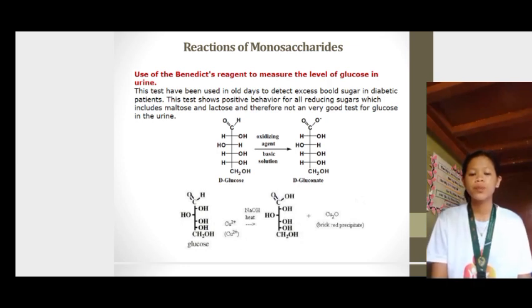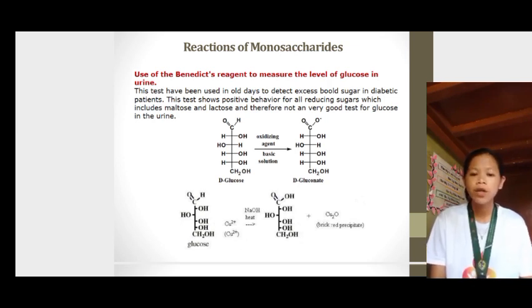If glucose is present in the urine sample, it will react with the copper 2 ions in the Benedict's reagent. The aldehyde group in the glucose molecule acts as a reducing agent, reducing the copper 2 ions to form a red-orange precipitate of copper 1 oxide.